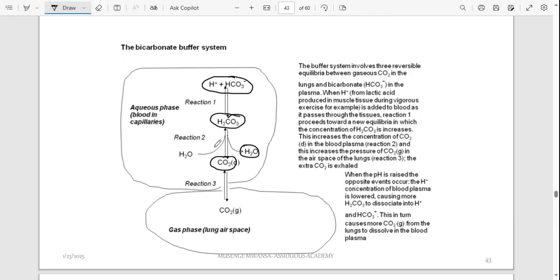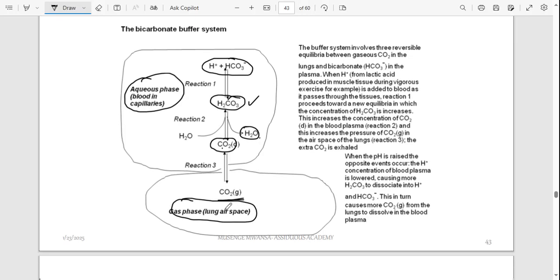At the same time, when the carbonic acid breaks into carbon dioxide and water, the carbon dioxide that is released can go to the lungs and then be removed from the respiratory system by breathing. That's why there is a relationship. So there is the aqueous phase in blood where this buffer system is acting, and then you have the gas phase where the carbon dioxide goes to the lungs to be removed.